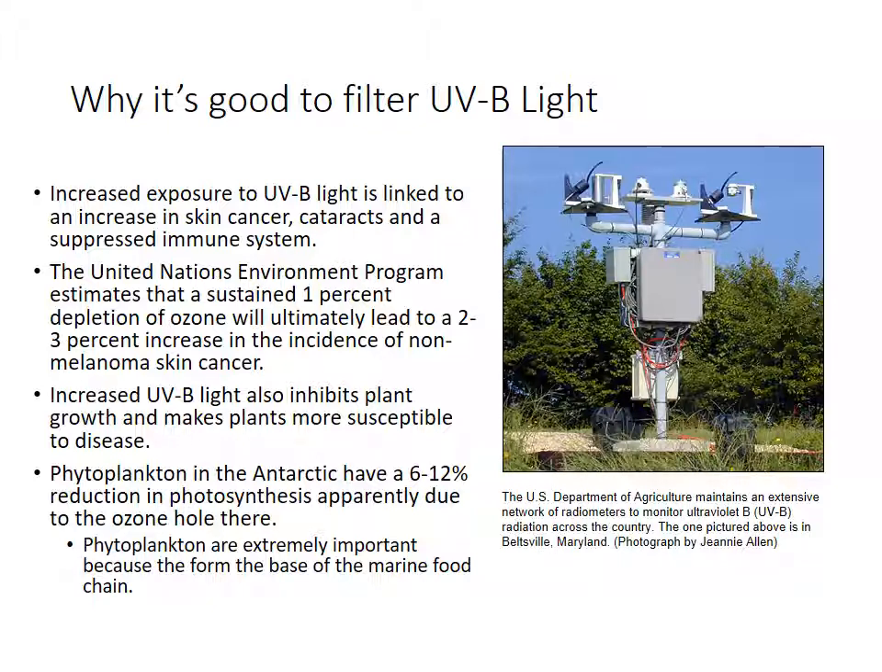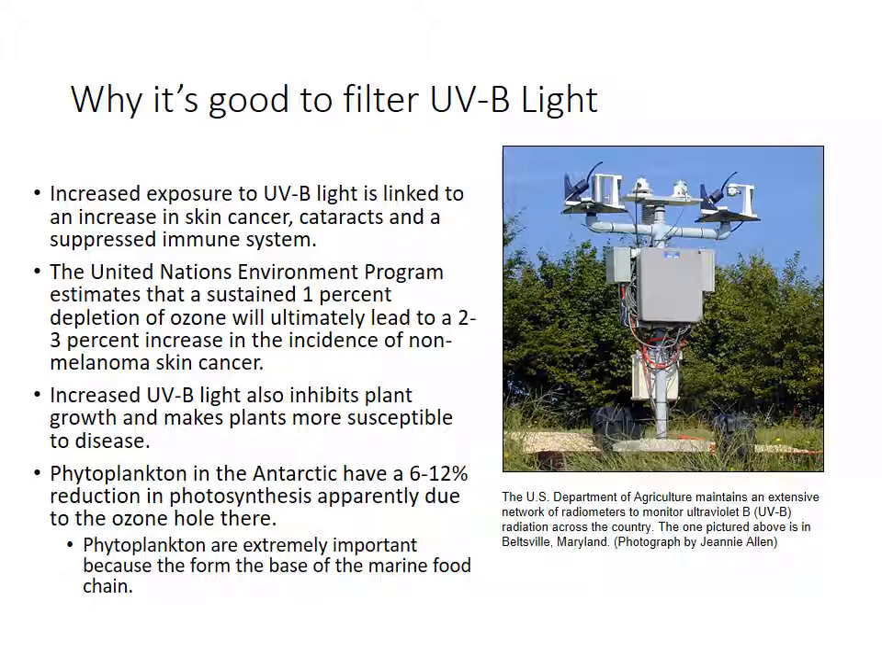Increased UVB light also will inhibit plant growth and makes plants more susceptible to disease. So not only will it make animals more susceptible to disease, but it will make plants more susceptible to disease as well. And they've noticed that phytoplankton in the Antarctic have a 6 to 12% reduction in photosynthesis, apparently due to the ozone hole there.